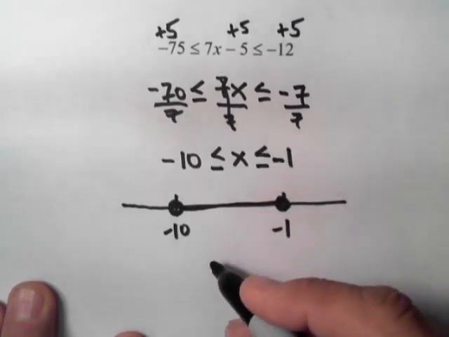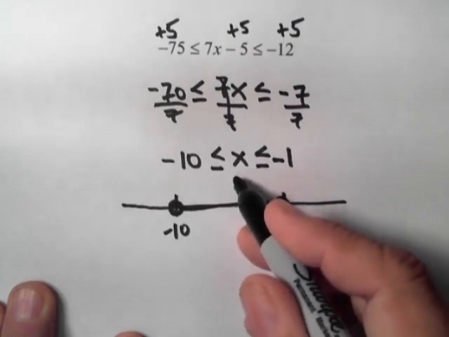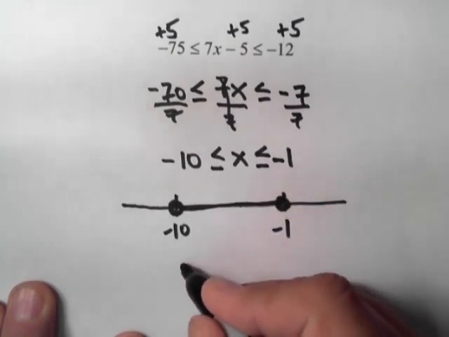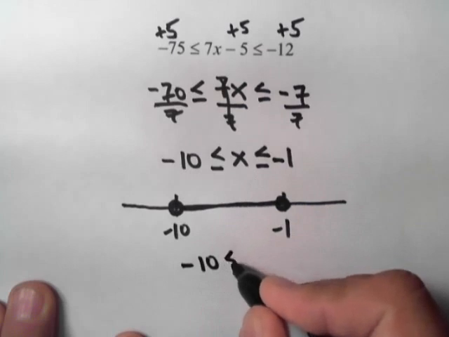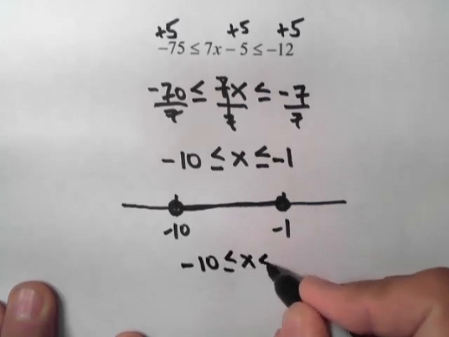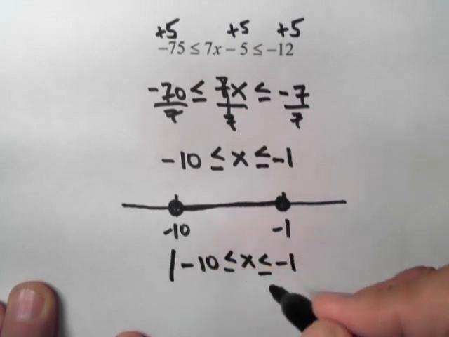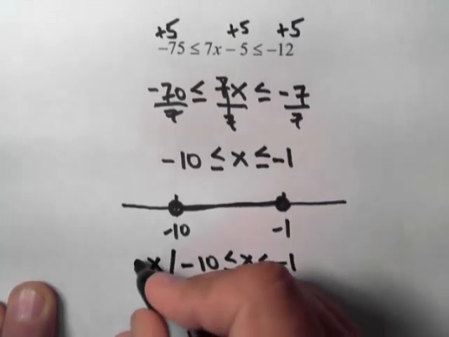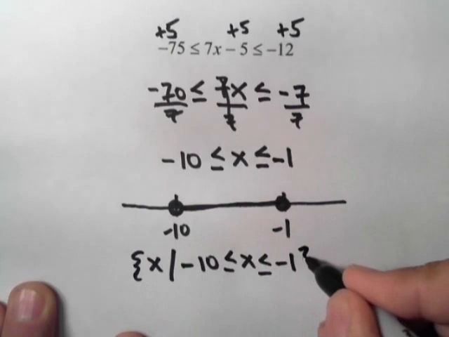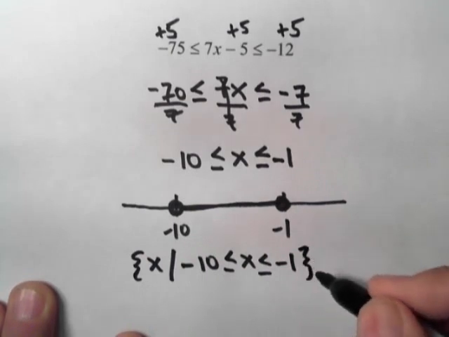If we want to write this in set builder notation, just rewrite the inequality. Okay, here we go. Put the such that line in front. The variable is x, and the curly brackets around it. Okay, so there's a way that we can write this.